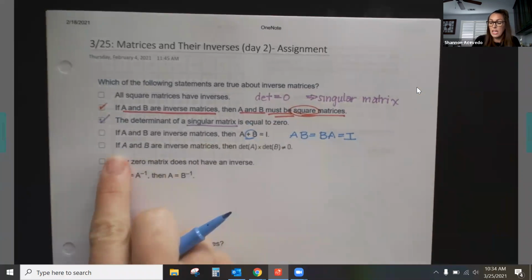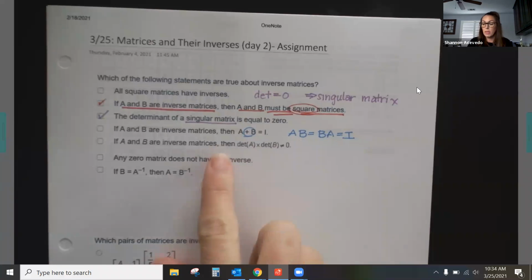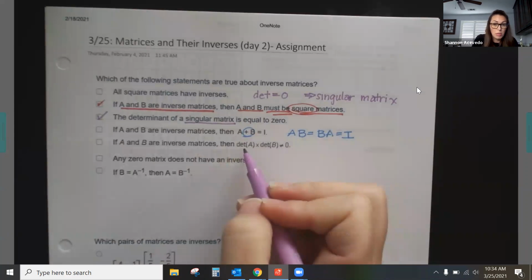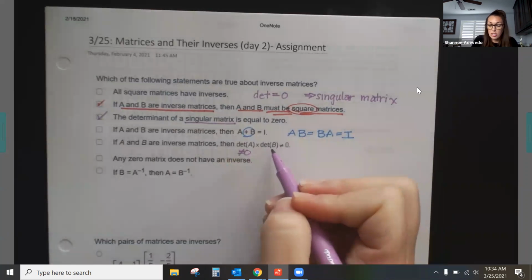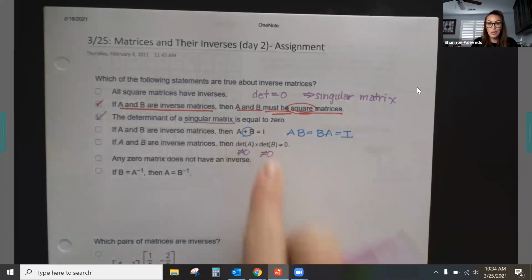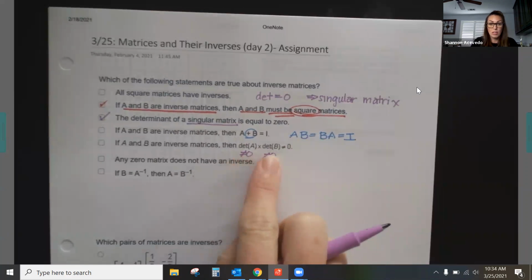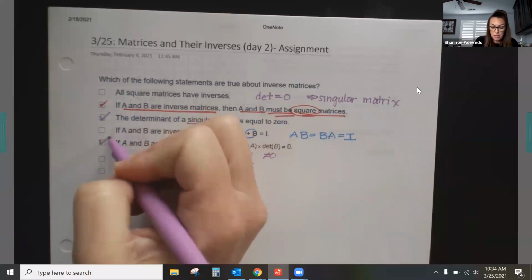My next one, if A and B are inverse matrices, so we know that they are inverses, then the determinant of A times the determinant of B cannot be 0. Is that true? Well, if they're inverses, then the determinant of A can't be 0, right? It has to be something other than 0. And the determinant of B has to be something other than 0. So as long as I'm not multiplying by 0, I wouldn't get a 0. That is always going to be a true statement.